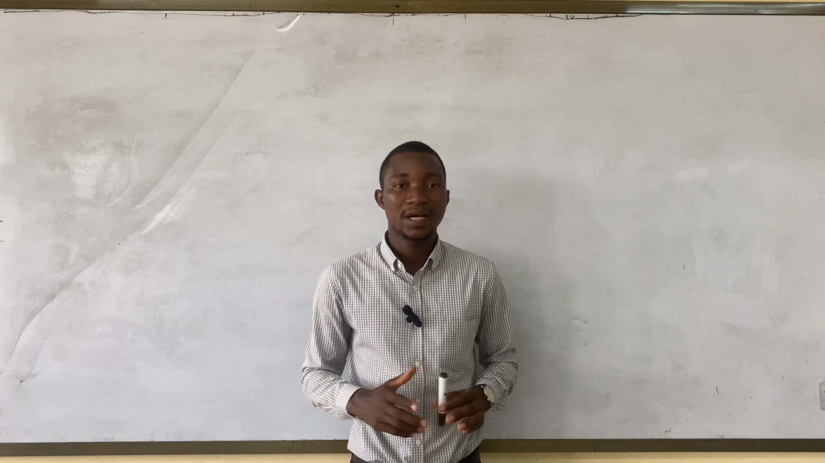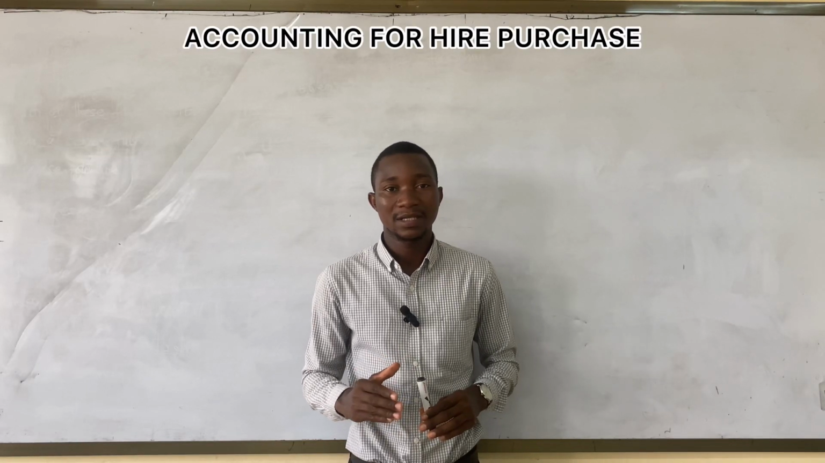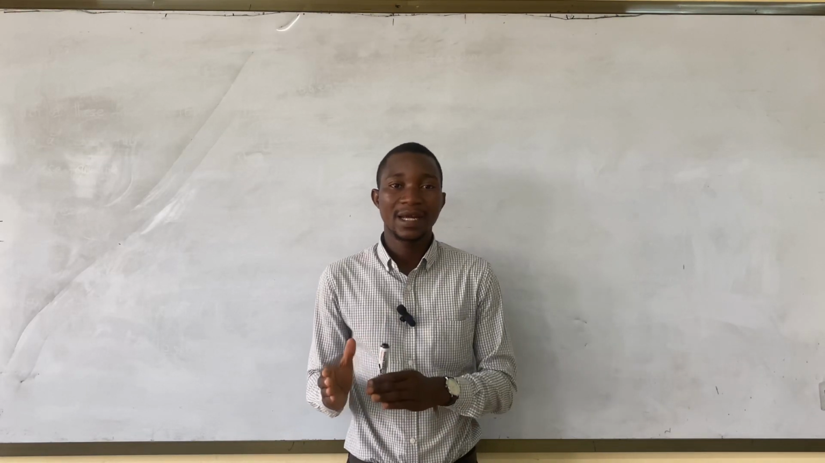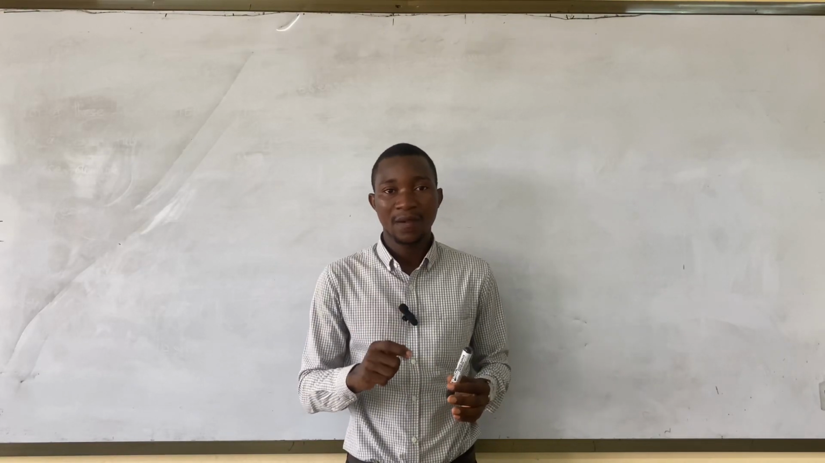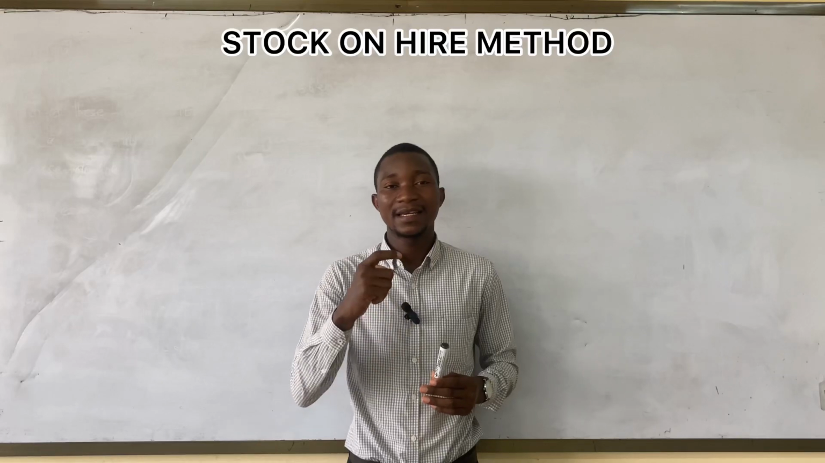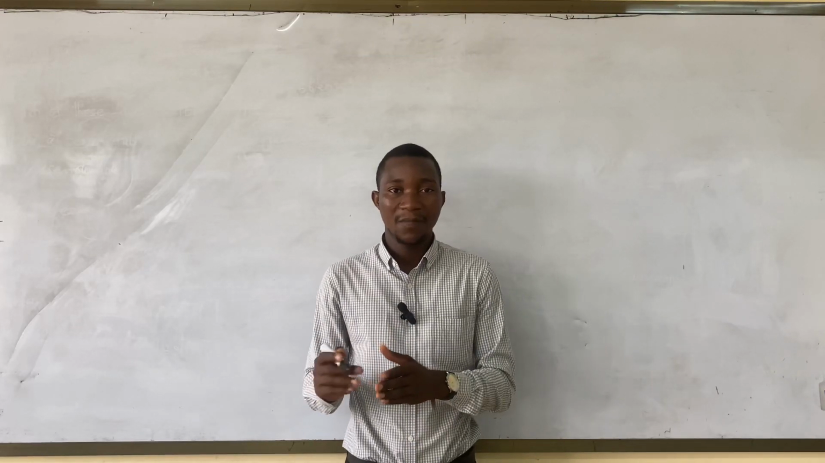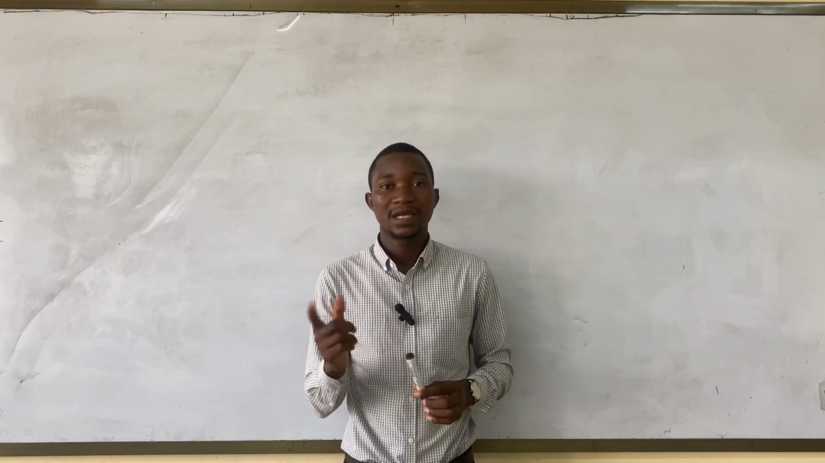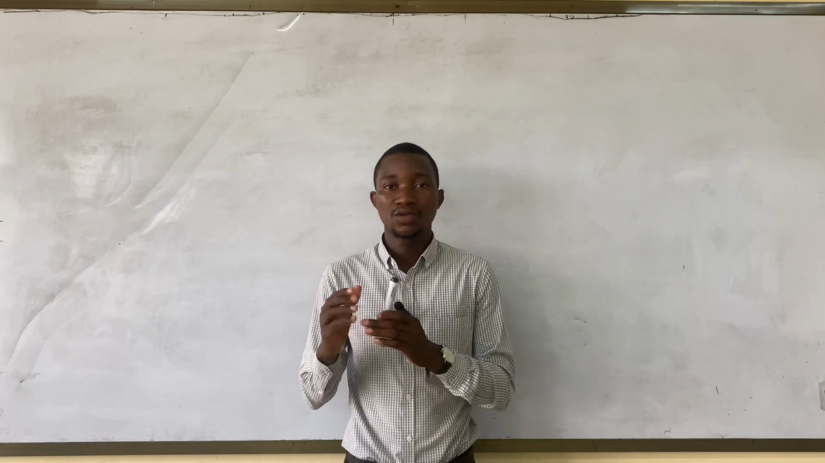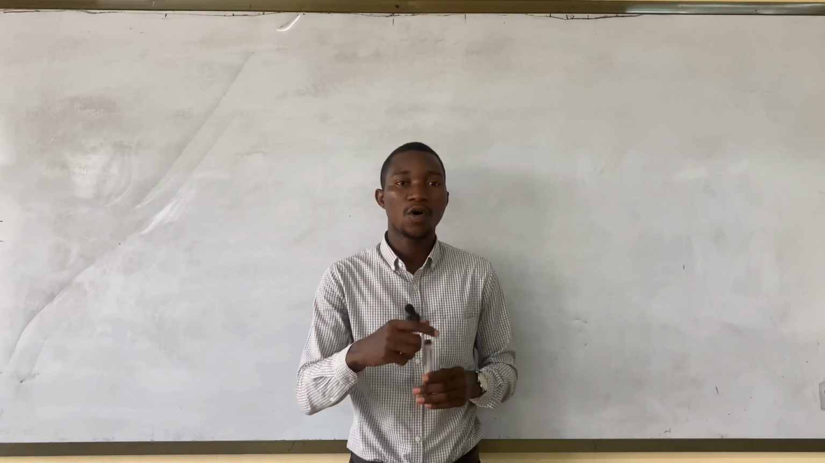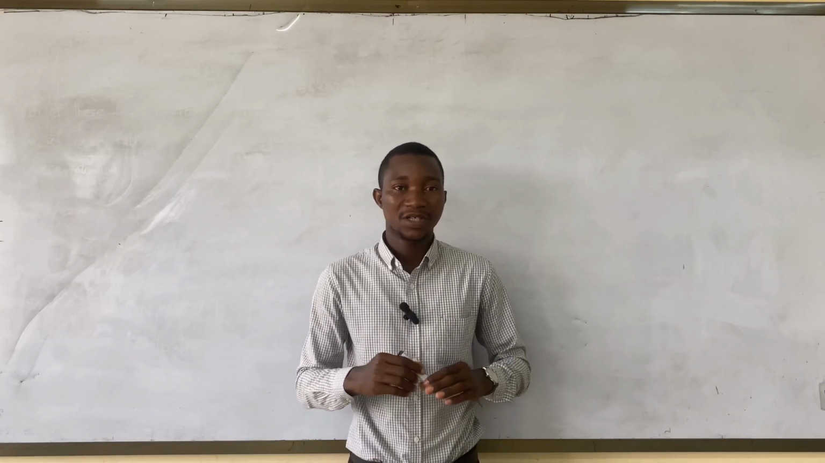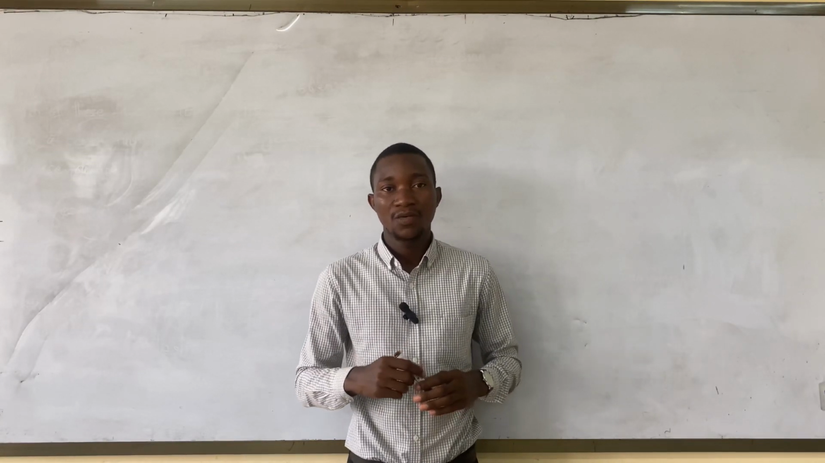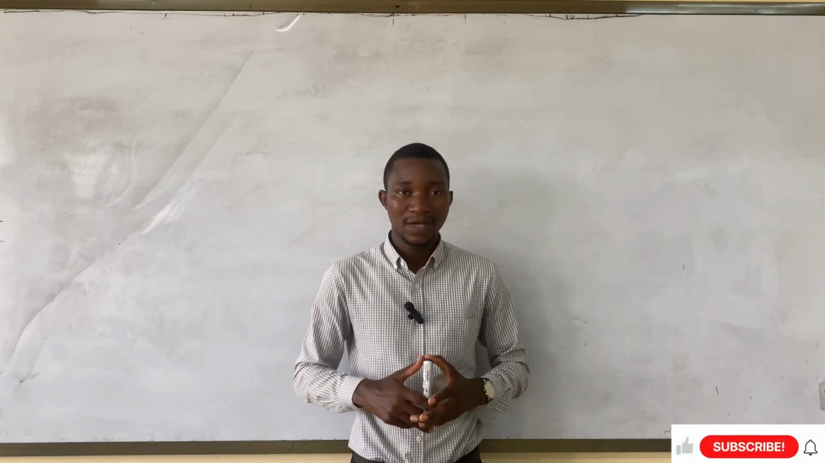Today we are continuing our series on accounting for hire purchases. But in this video, we will be taking another practice question on small and less valuable items. This time we are using the stock on hire method in determining the gross profit of the hire purchase contract. Remember that in our previous video, we took a question where we used the provision for unrealized profit method in determining the gross profit of the hire purchase transaction. But this time we are using the stock on hire method.